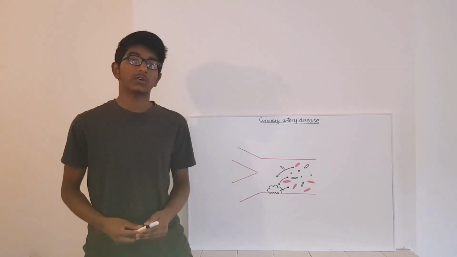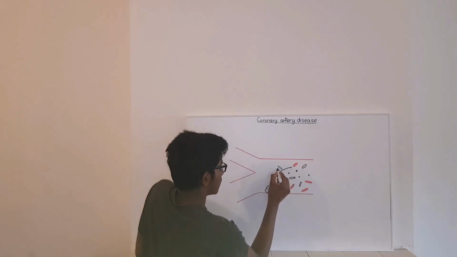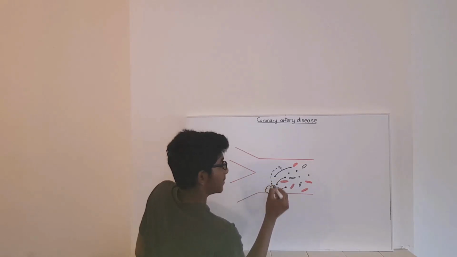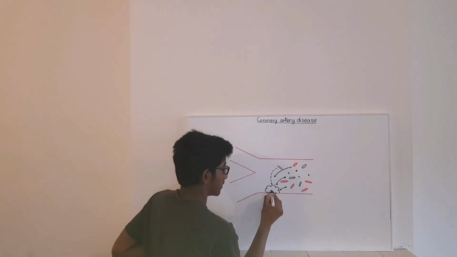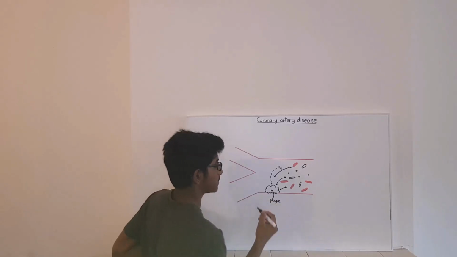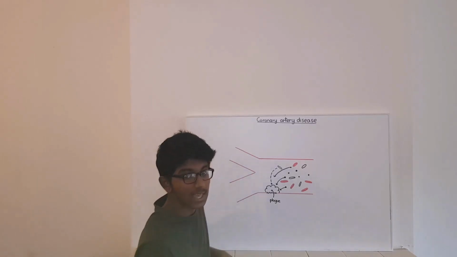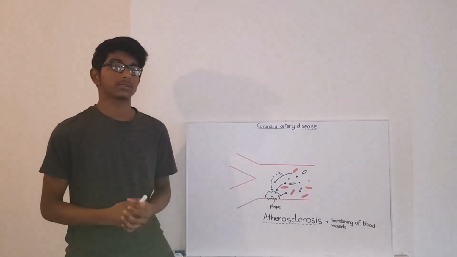And the white blood cells want to get rid of this. So they follow in after the cholesterol and into this big cholesterol buildup. Let me just point out that this cholesterol buildup is called a plaque. And when the white blood cells go into this plaque, it starts off this big inflammatory process known as atherosclerosis. What this basically means is hardening of the blood vessels.